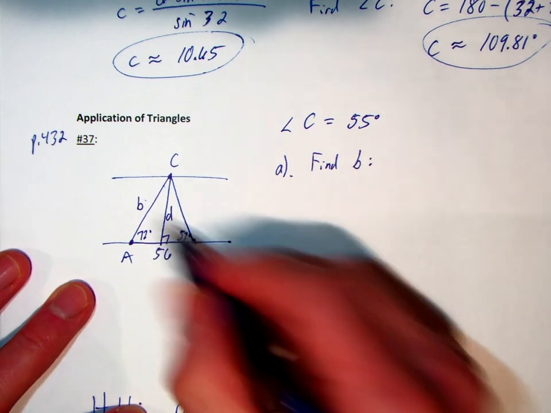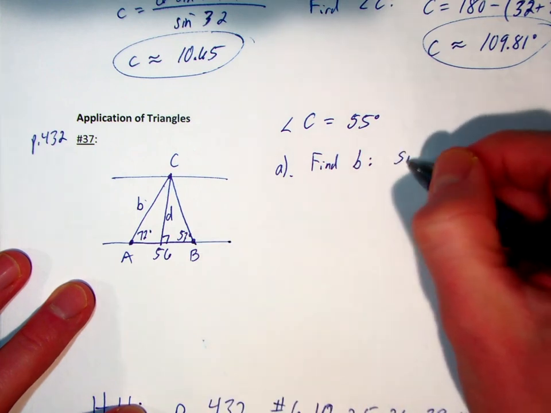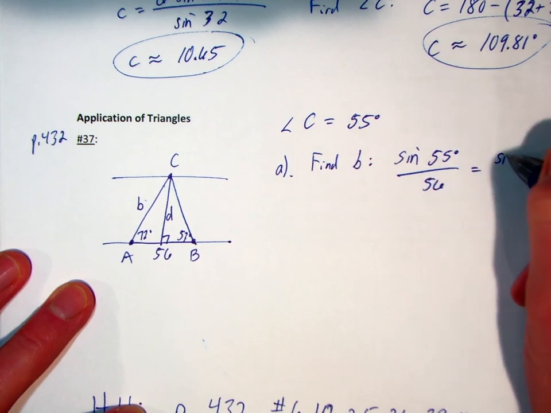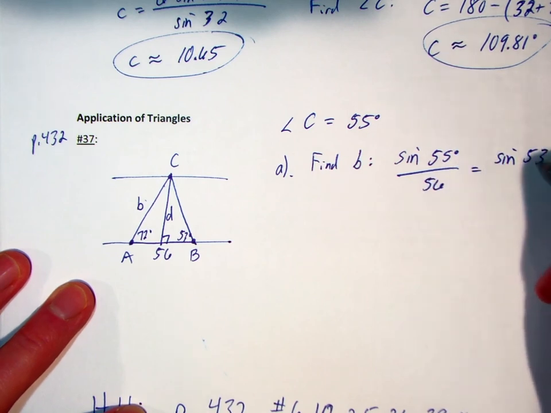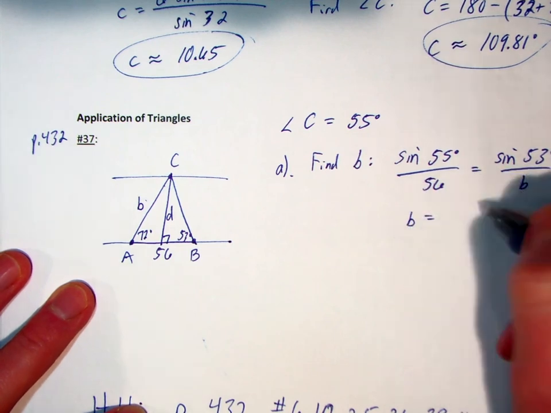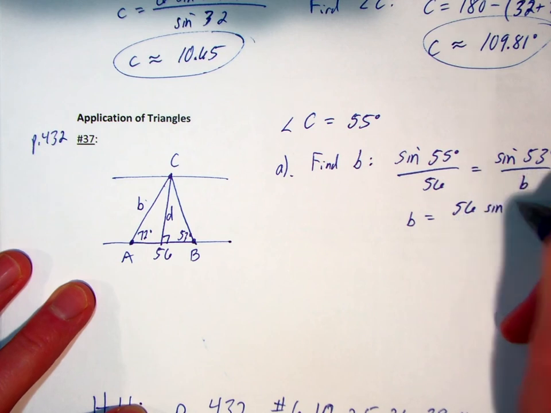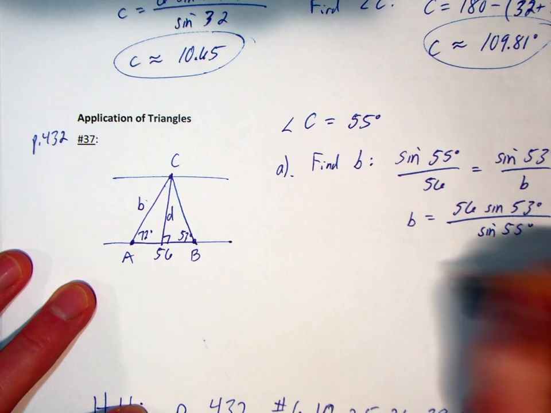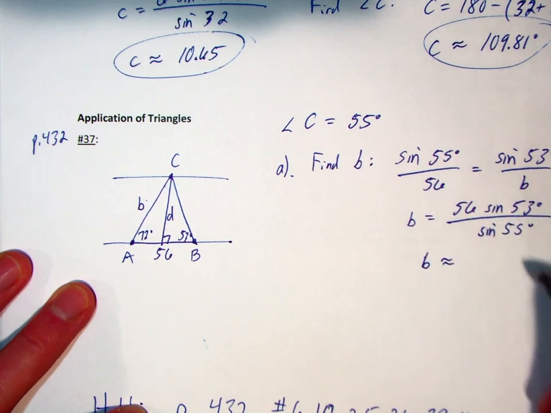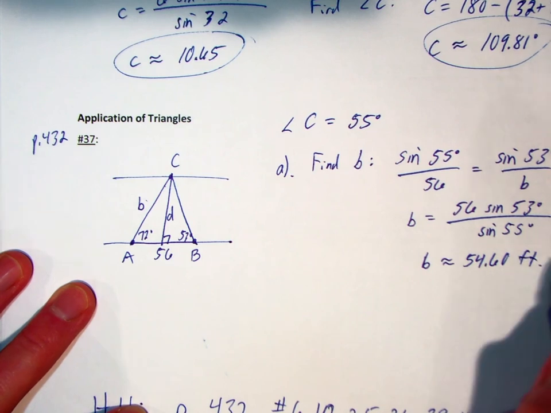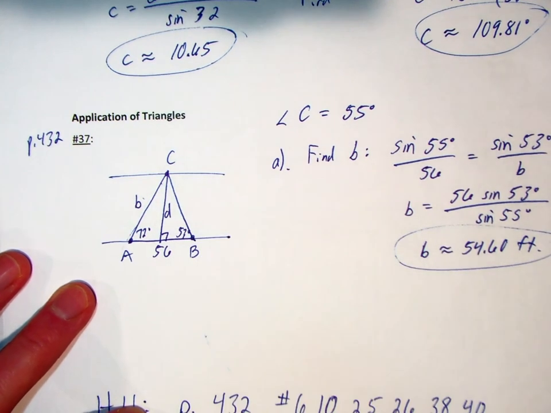So I'm going to set up a law of sines to find B. I'm going to say that the sine of 55 degrees over 56 is equal to the sine of 53 degrees over side B. So cross multiply and divide. B is going to be 56 sine of 53 degrees over the sine of 55 degrees. And you can look at your calculator. B is about 54.60 feet. So that is the distance from A to C.